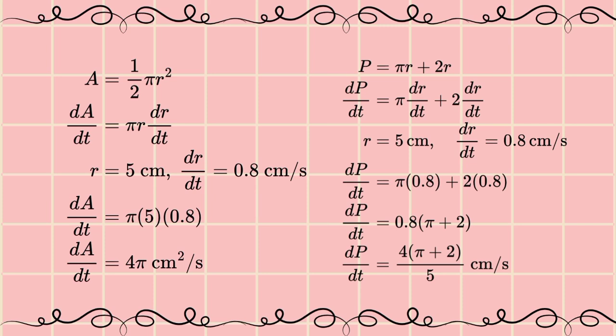Substituting the same values for the radius and its rate of change, the rate of change of the perimeter simplifies to 4 times (pi plus 2) divided by 5 cm per second. The final result for this question is that the area is increasing at a rate of 4 pi square cm per second and the perimeter is increasing at a rate of 4 times (pi plus 2) divided by 5 cm per second.